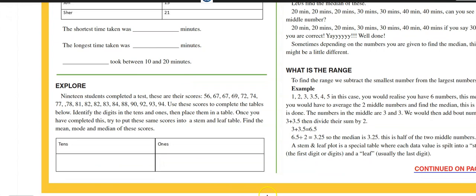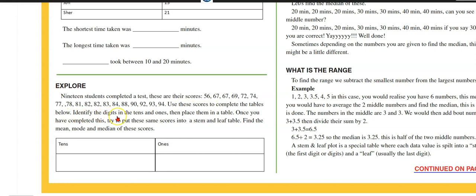It says here now, 19 students completed a test. These are their scores: 56, 67, 67, 69, 72, 74, 77, 78, 81, 82, 82, 83, 84, 88, 90, 92, 93, and 94. It says, use these scores to complete the tables below.